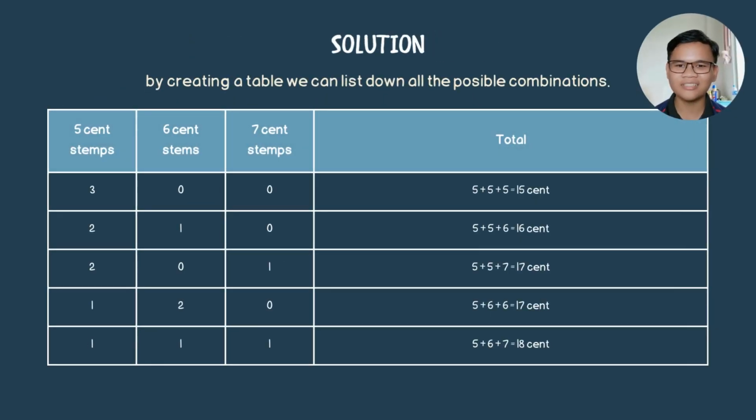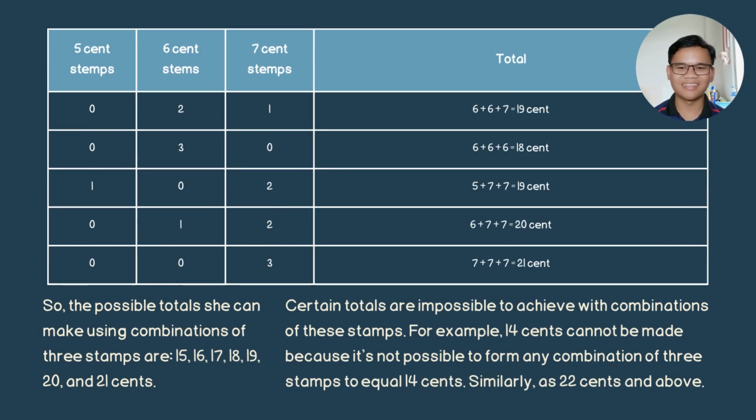To solve this question, first of all, we need to create a table with the amount of each cent stamp and its total. But keep in mind that the amount of stamps cannot be more than 3. For example, on the first row, when there are 3 5-cent stamps, the amount of 6 and 7 cent stamps should not be anything, which means 0. Cannot be any number there. Then the table is continued until all the possible combinations have been written down.